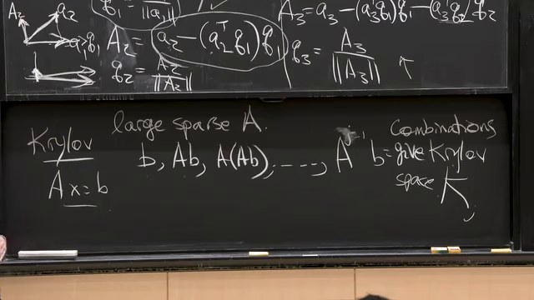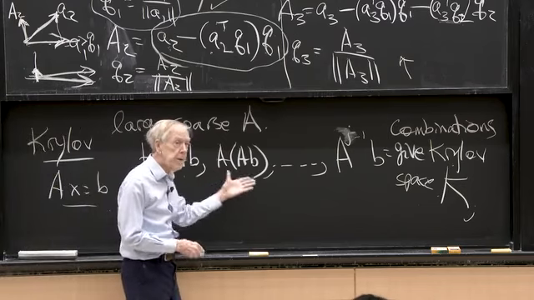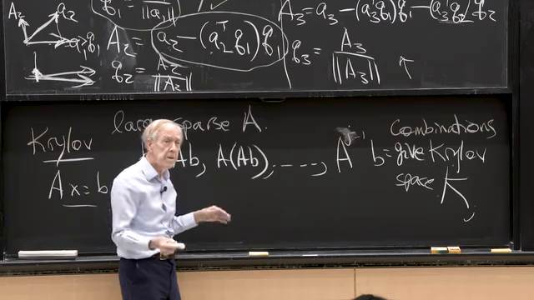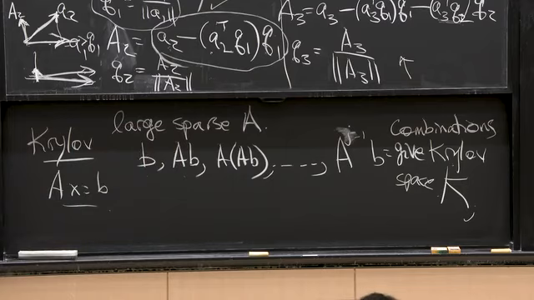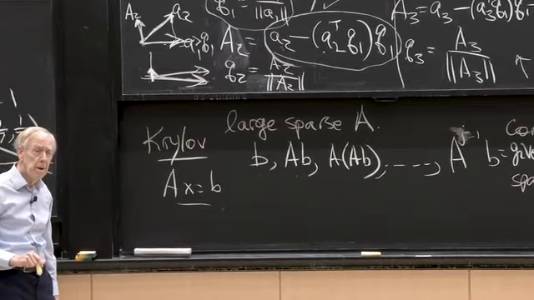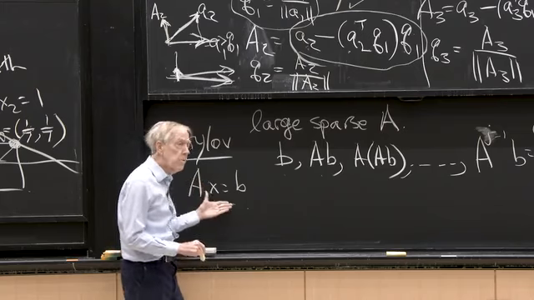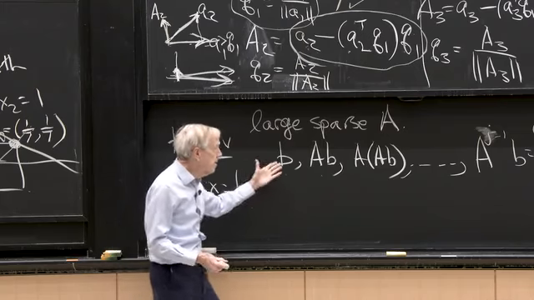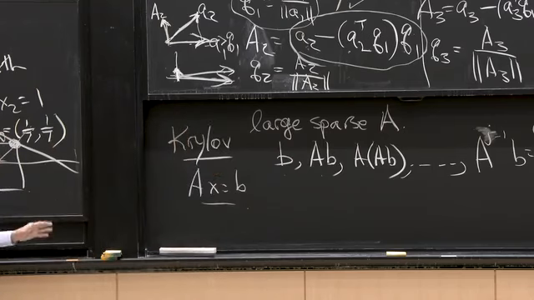Well, let me complete the idea. The idea will be, they're combinations. So that's a subspace, pretty big if J is big. And I'm going to look for the best solution in that space. So I'm not going to solve Ax = b exactly. I'm going to find the best solution, the closest solution, the least squares solution, in this Krylov space. I'm going to let J be pretty big, so this space has plenty of vectors in it.